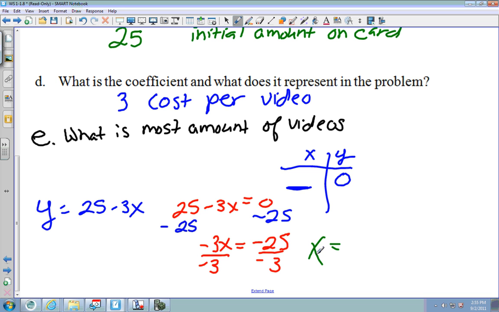Okay, and then we have 8.33. Can we rent 0.33 of a movie? Can we sit there and go, oh, I don't have enough money for the whole video, can I just pay you $1 so I can see the end? No, you can't do that. So the most amount of videos you could rent without using any extra money is 8 videos.